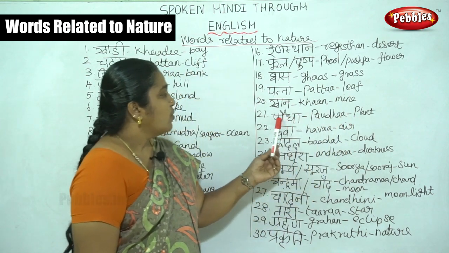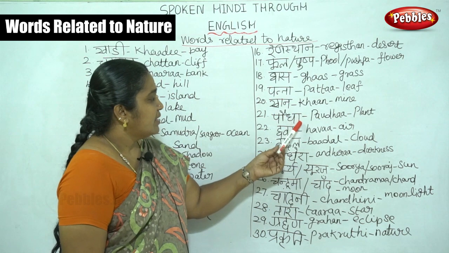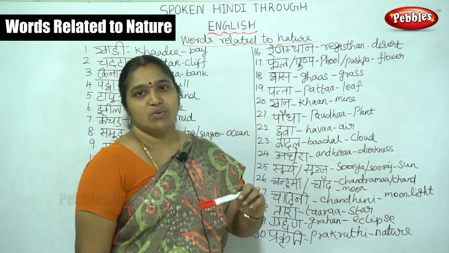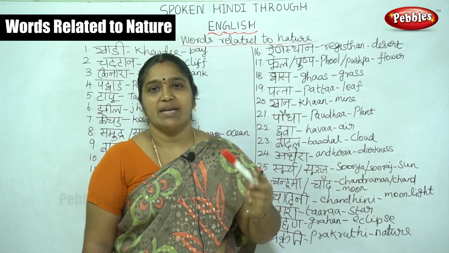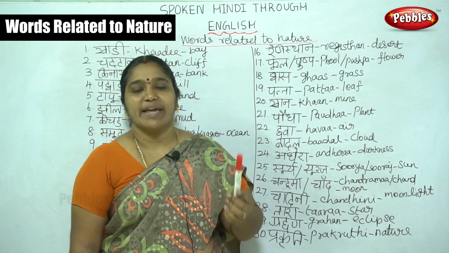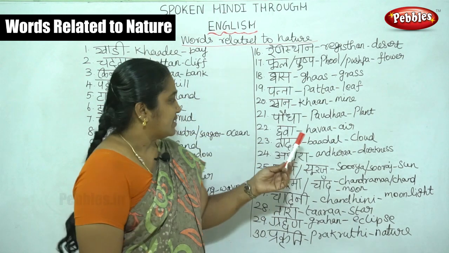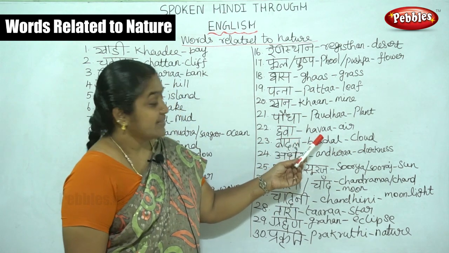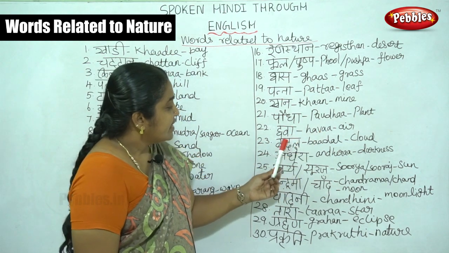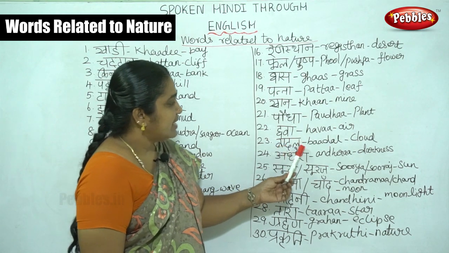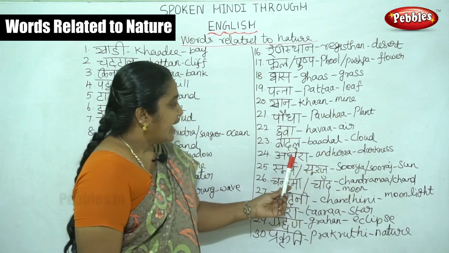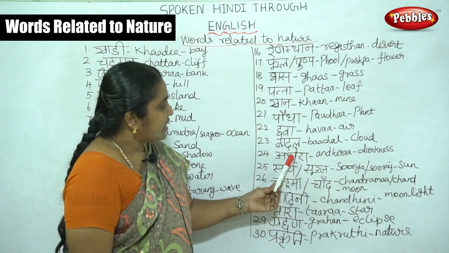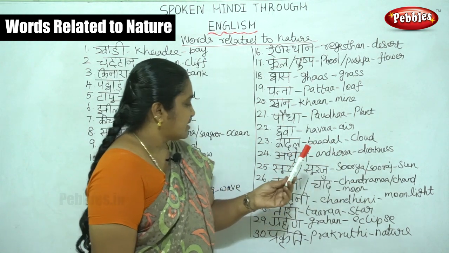Main gulab ke paudhe mein pani bharti hoon. I am watering the rose plant. Then hawa is air. Here badal is cloud. Andhera. Andhera is darkness.